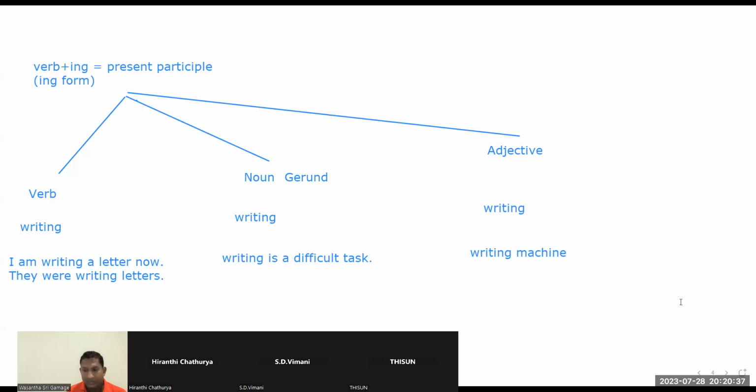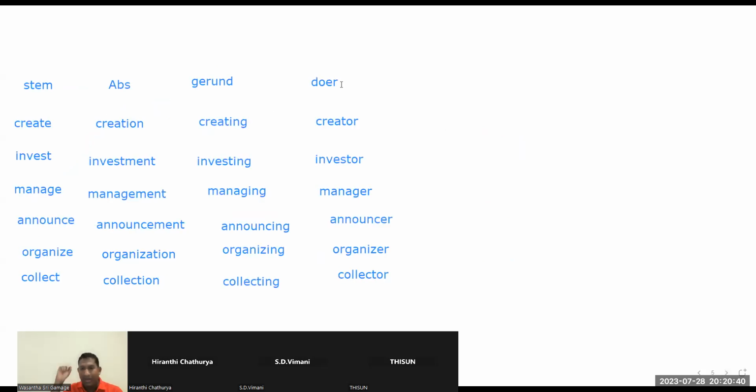So then further we understood by adding er or or to the end of the verb, we can get the doer, if it is an action verb: create, creator; invest, investor; manage, manager; announce, announcer; organize, organizer; collect, collector. Right? Further, now you can say, if I give you a verb, you can say these three types of nouns. Right? Okay, these are the things we studied before the lesson, and you can take down these things leisurely at home.